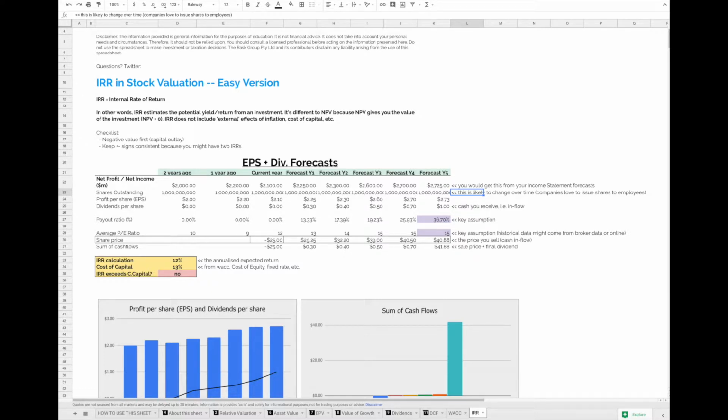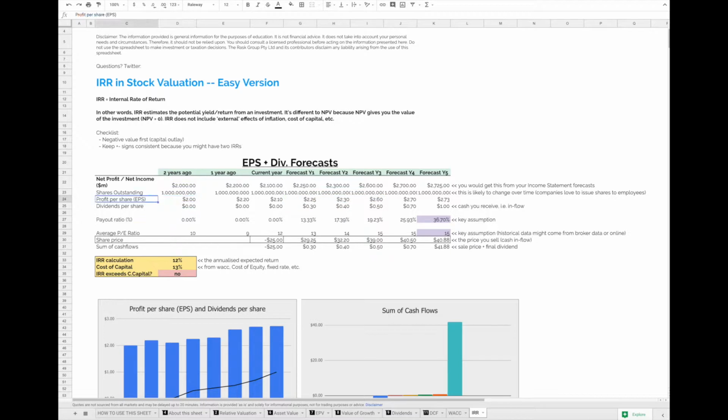I mean, if you remember back to some of the tutorials we've already done, equity financing, selling shares, is a source of funding for public companies. So you can perhaps expect more of that to continue into the future. But for the sake of this example, I've kept it flat at 1 billion into the next 5 years.